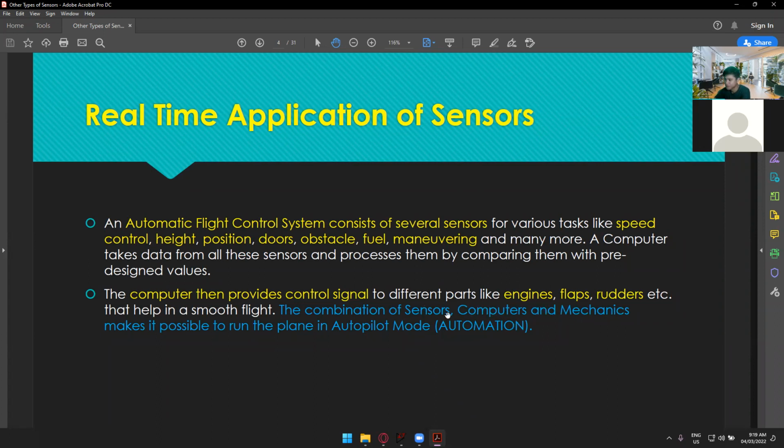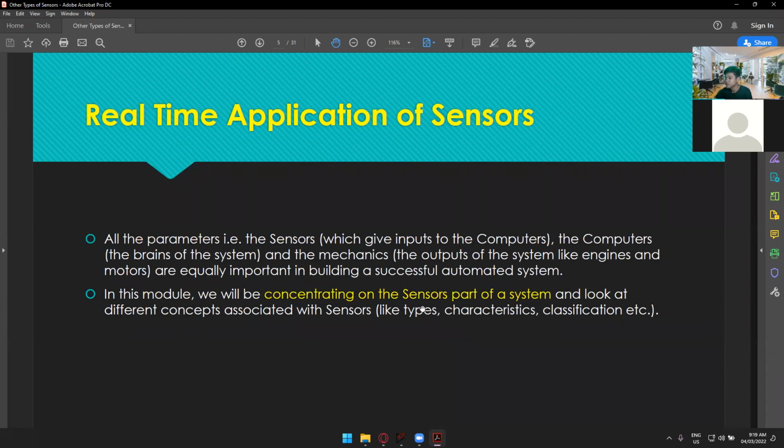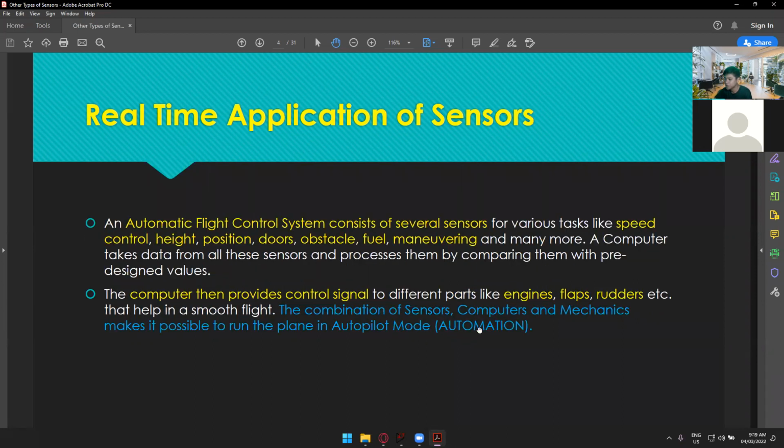We have three parts to make this so-called automation work. Not just the sensors, not just the computers, and not just the mechanics. So we have three parts for this technology. Anyway, we'll not go over this automation. It's just that it is the main benefit, or why we have these sensors.